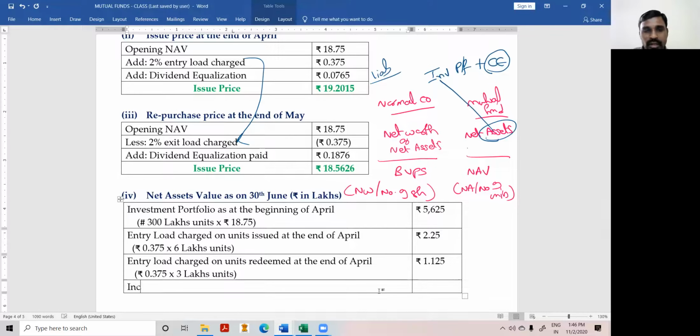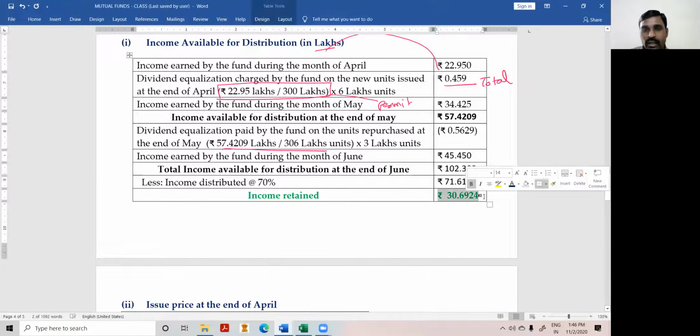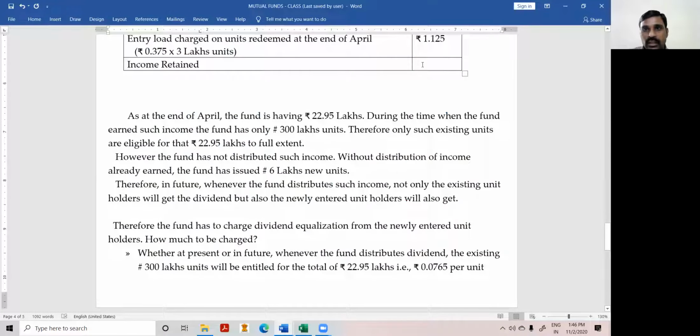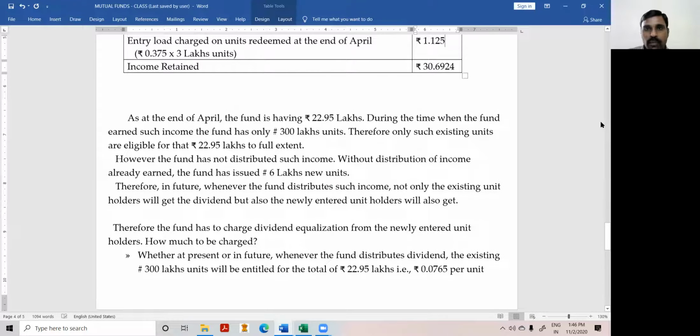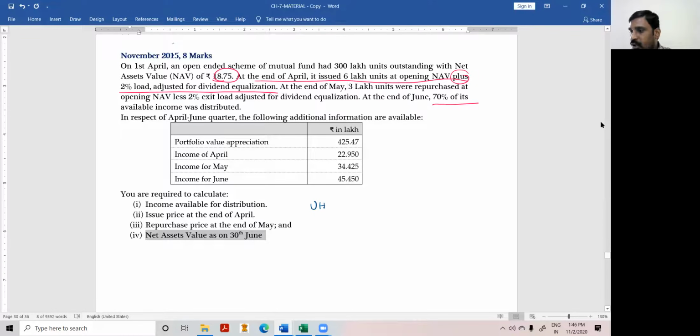Next, income retained. After distribution, what is the income retained? Go back to the first point. 30.6924 lakhs is the income retained. But the portfolio appreciation is there, which is not considered.